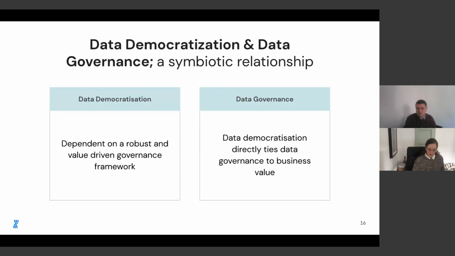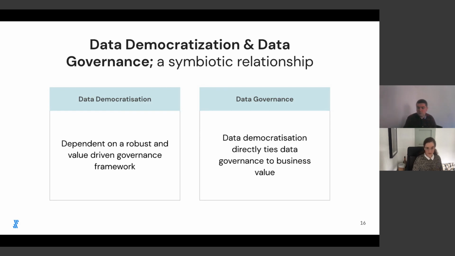So data governance and data democratization, you might think I might have misunderstood what a symbiotic relationship is, because we've basically spent most of the time talking about how to have effective data democratization, and it has a dependency on having a robust and value-driven governance framework, which is totally true. We've just been through the reasons for that.